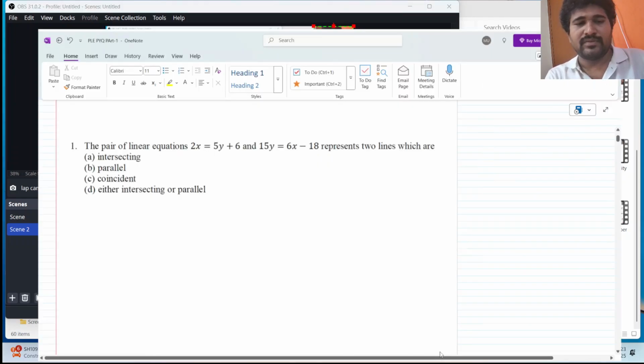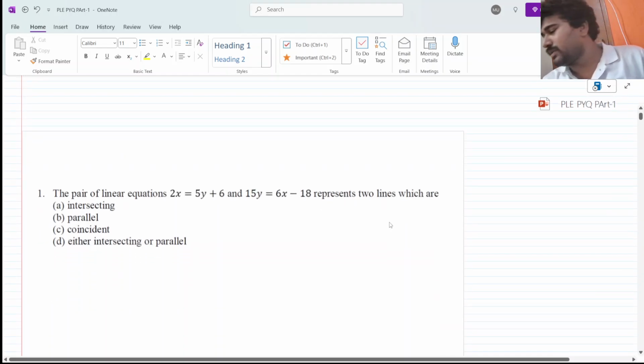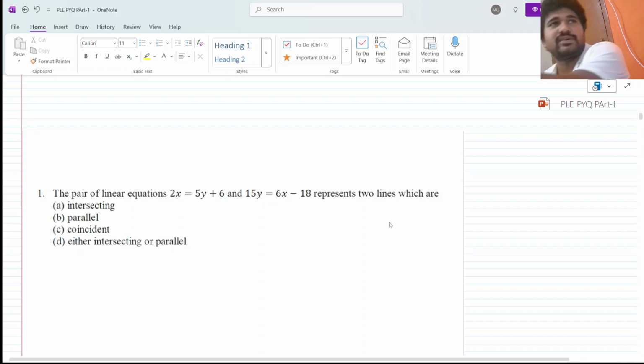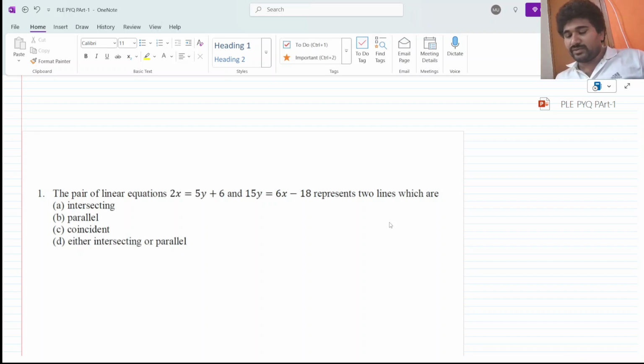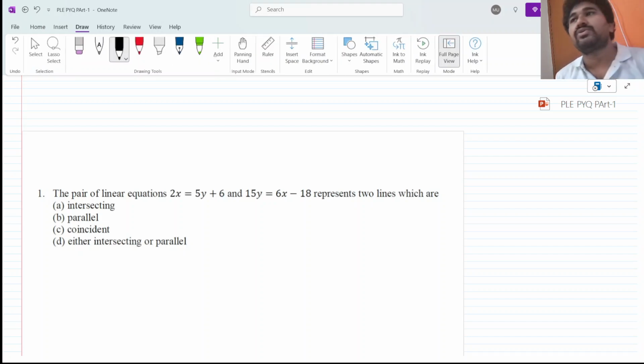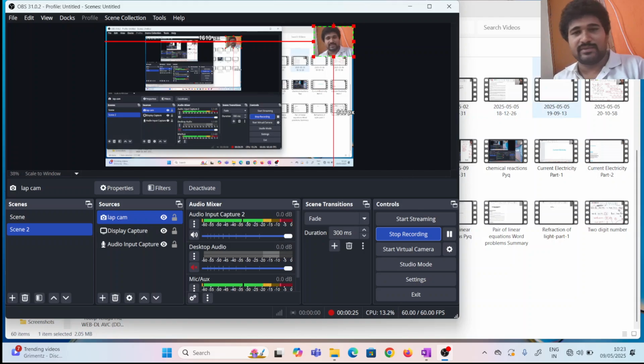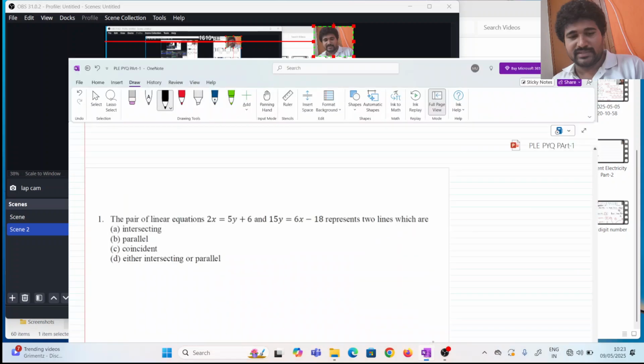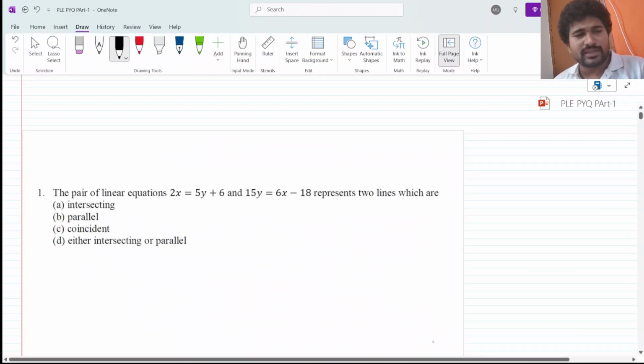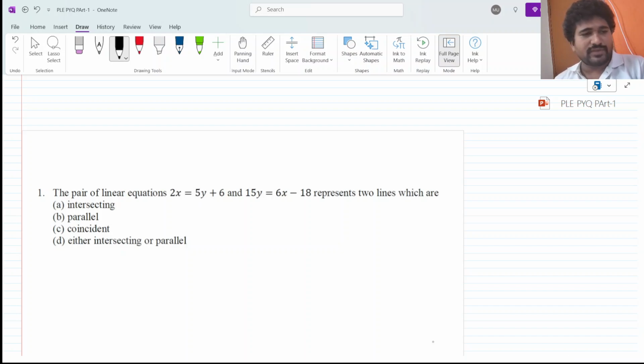Okay, we'll start. We have completed all kinds of questions in this chapter. Now what we want to do is test ourselves on how we are able to do the previous year questions. So we'll do the previous year questions in this chapter now. Okay, let's see. Observe carefully. Pair of linear equations. See the first question.